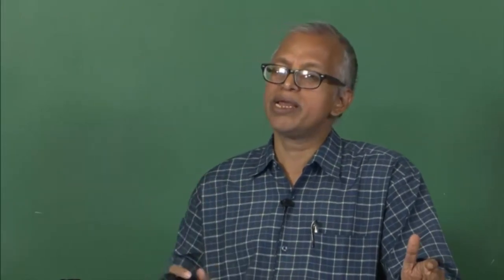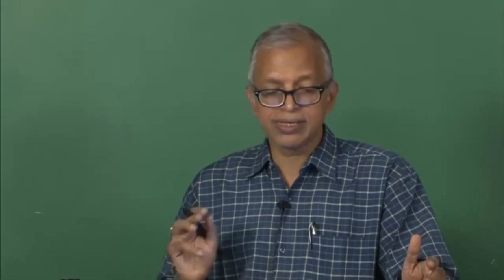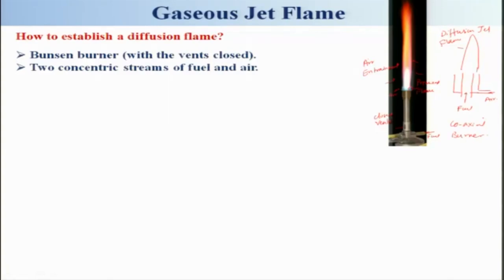Are you not getting it? The soot will be there so that it will radiate, and radiation goes as temperature to the power of 4, whatever the temperature will be. The metal will see that, and then it will be melted very easily, or whatever annealing process is involved can be carried out easily. That is the reason why jet diffusion flames, particularly sooty jet diffusion flames, are preferred.